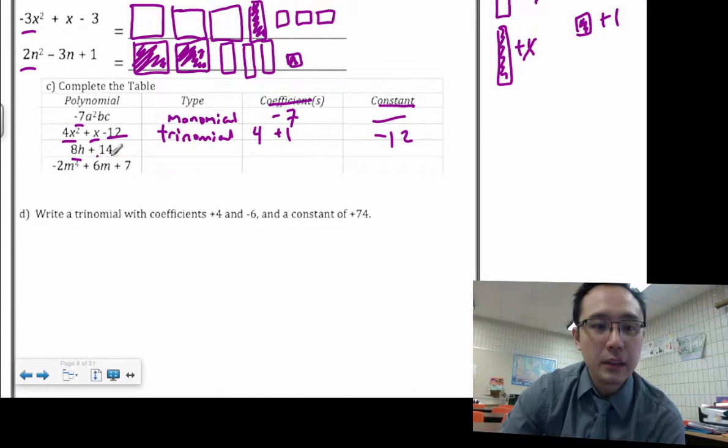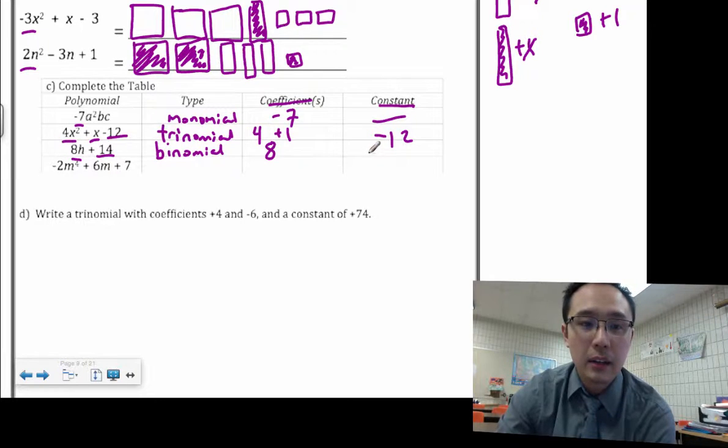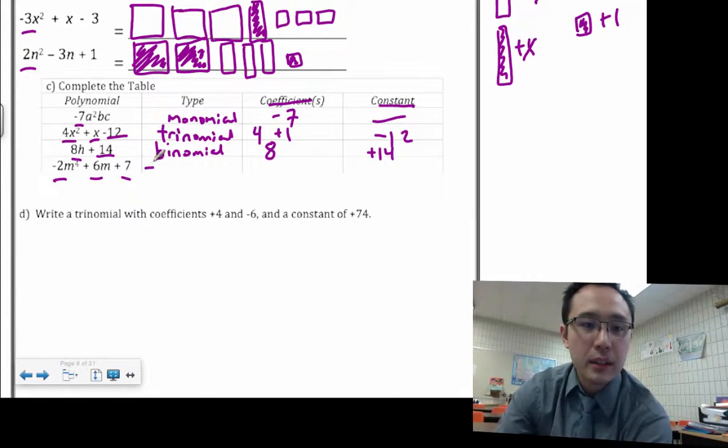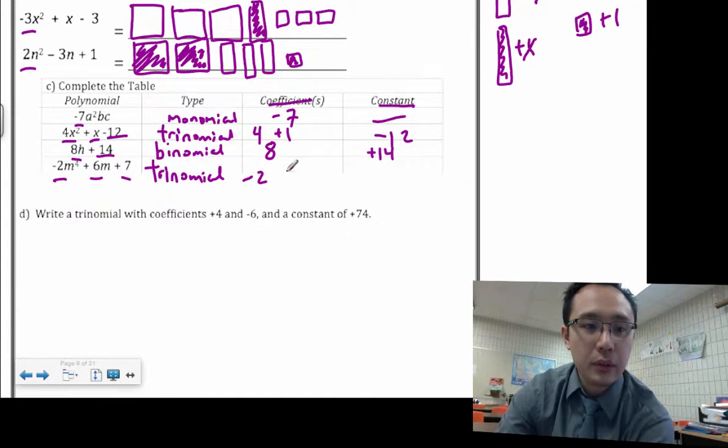Type, this is 1 and 2. This is a binomial. And a binomial is going to have a coefficient of 8, that's in front of my h, and the constant of plus 14. Next one, this is 1, 2, 3. This again is a trinomial, and the coefficients will be negative 2, 6, and plus 7 is my constant.